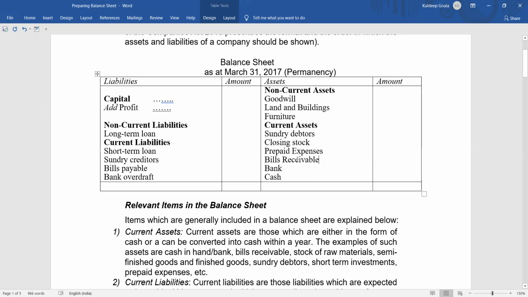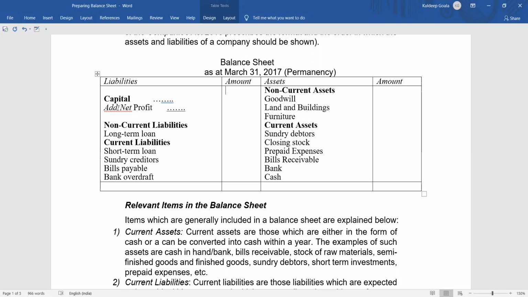Clear? Now let's come to the liability side. In the liability side, we start with the capital since we are following the permanency method. So capital is the item which remains with the business till the business exists. So the first item is capital. Adding up with that is the profit, whatever net profit you have earned. That will be added up.